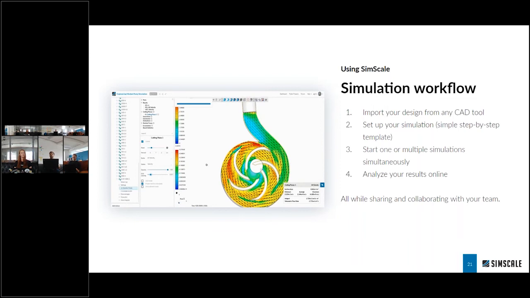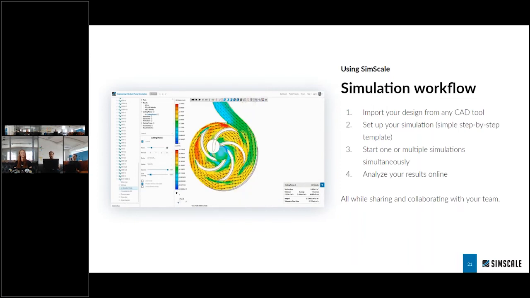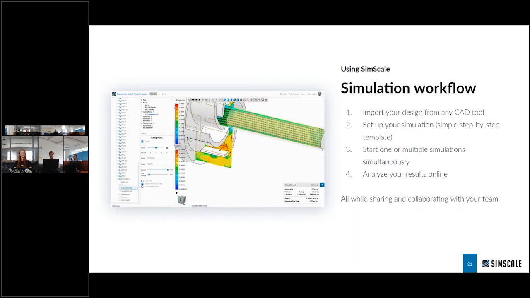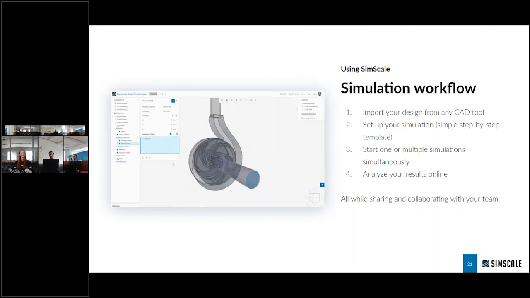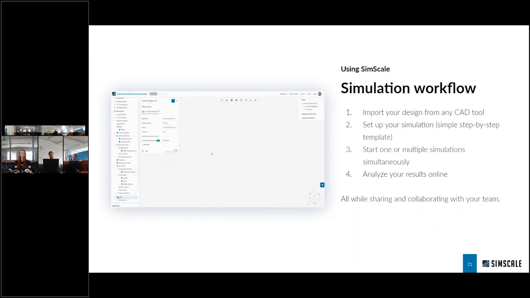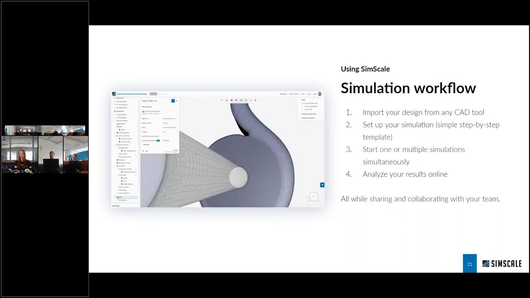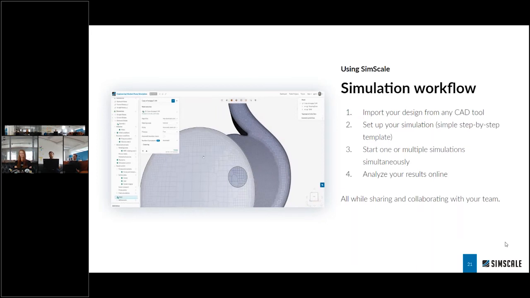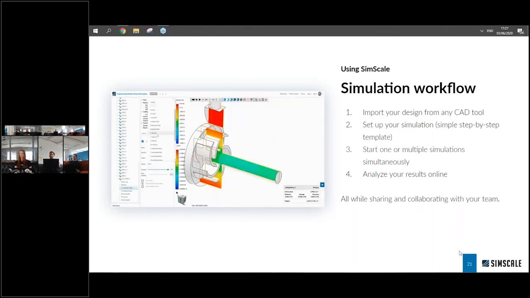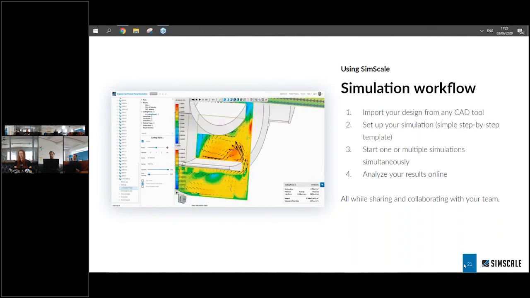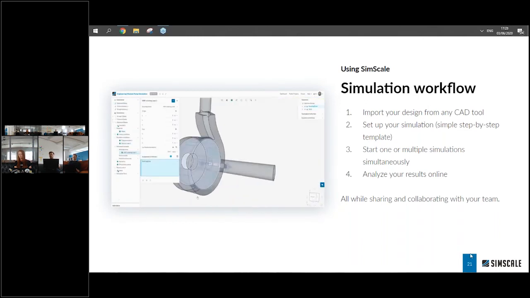So you import this on the SimScale platform through the browser, and you can then select the type of simulation you want to simulate. So select the type of simulation, and then the tree pops up, and you can follow a step-by-step procedure with some kind of traffic light indicators that will inform you if you have some information missing in order for you to run your simulation.